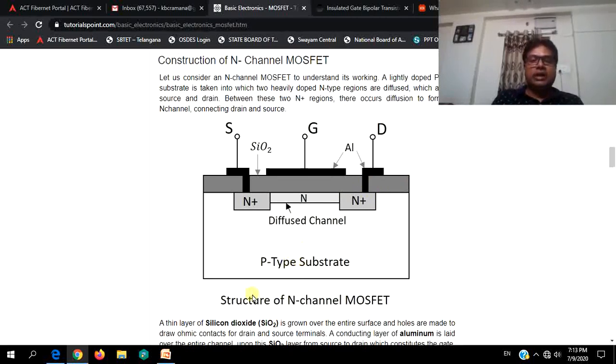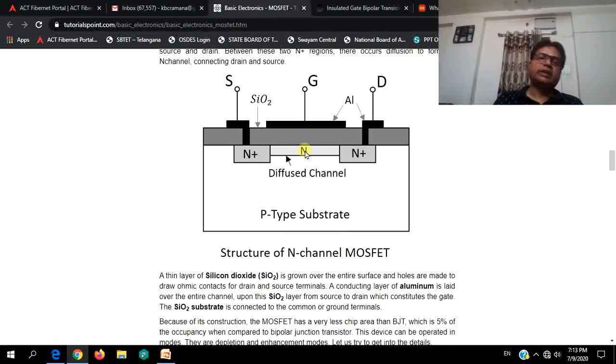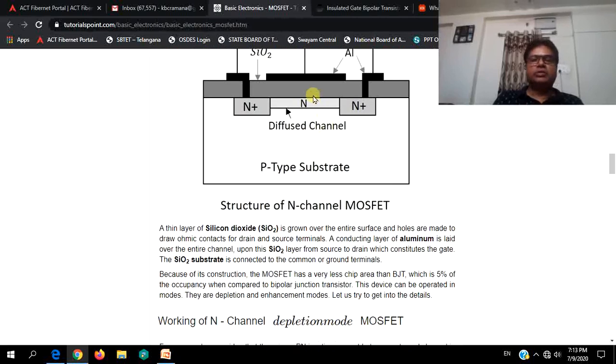In this N channel depletion type of MOSFET, the P type substrate is lightly doped. These N regions are heavily doped, as indicated by N plus, and act as source and drain. Between these two N plus regions, there occurs diffusion to form an N channel conducting between drain and source. This is the key factor for that. So this acts as a normally closed switch.